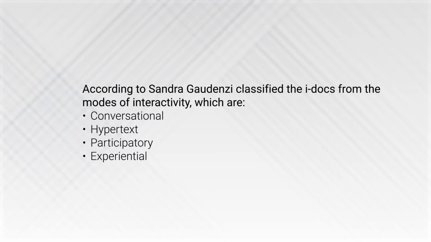According to Chandra Gaudenzi, iDocs are classified by their modes of interactivity, which are conversational, hypertext, participatory, and experimental. Now, let us discuss in detail. Conversational. In this, the narration of the story is in conversational mode. The user can interrupt the narration and take it to another perspective. The choices which a user makes indicate the subjective behavior towards the content narration. This also indicates what kind of reality a user wanted to explore or be exposed to.